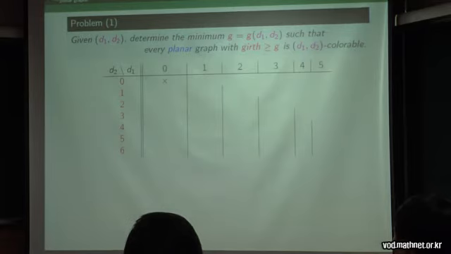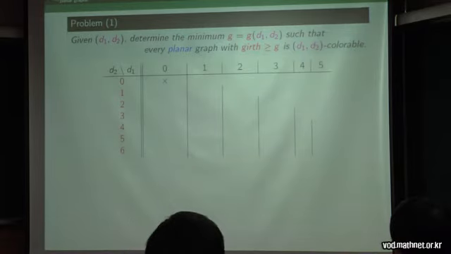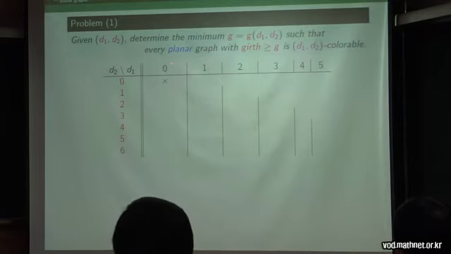And now what I'm going to do is create this table, right? So I have this table, where the columns are D1, the rows are D2, and the entries are the minimum girth, right?